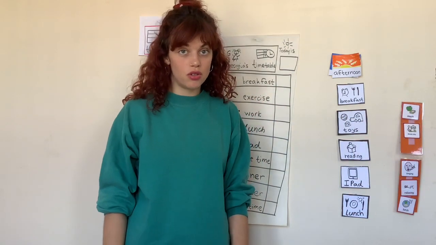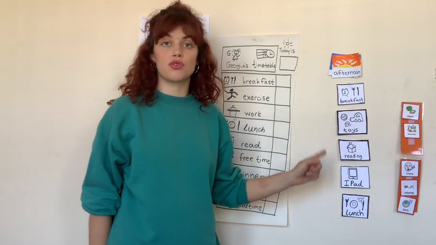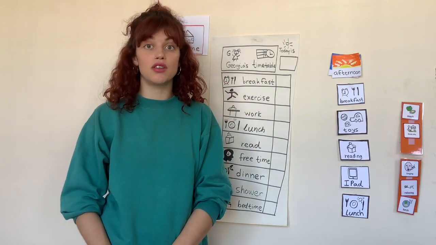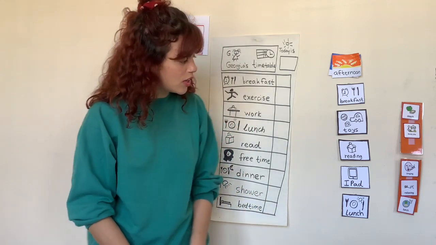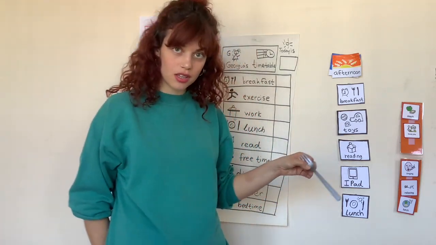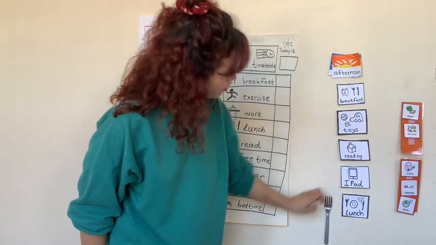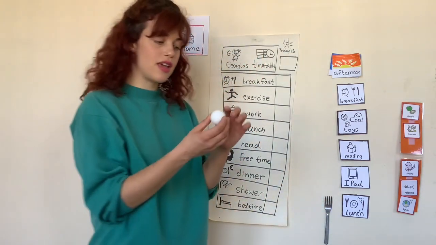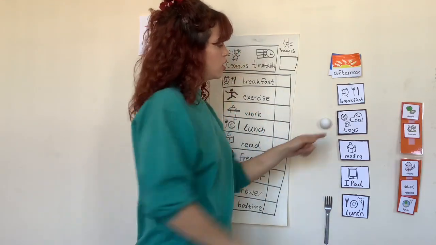If you feel that your child may find it difficult to access symbols or drawings, then you could use objects instead. For example, you can have a fork to show your child that it's time for lunch. And you can use a bowl to indicate that it's time to play with toys.